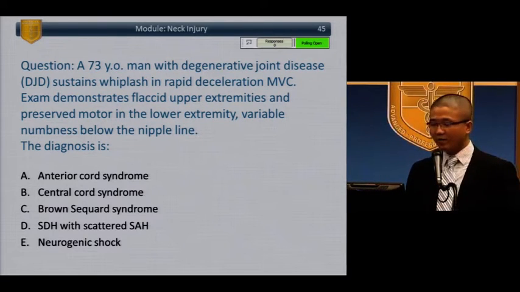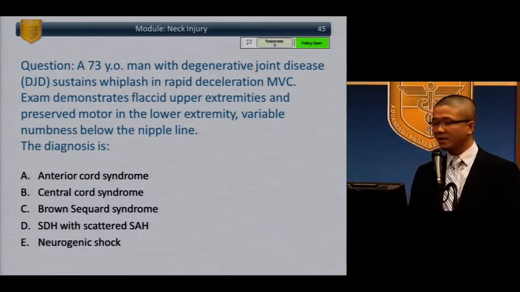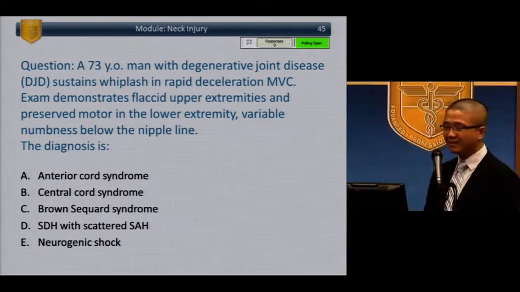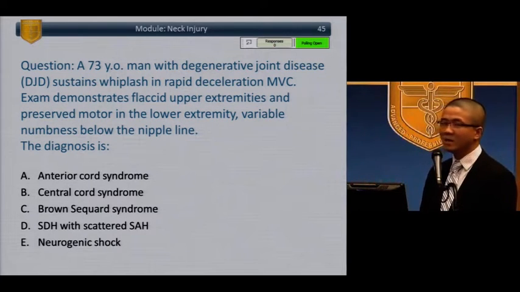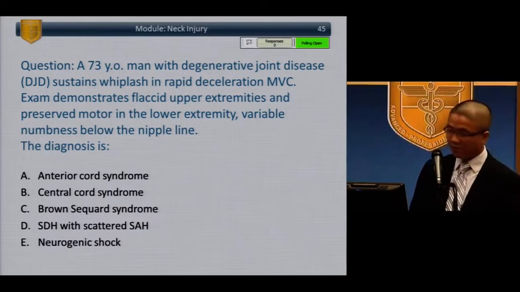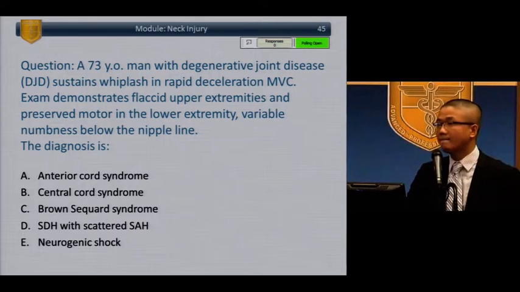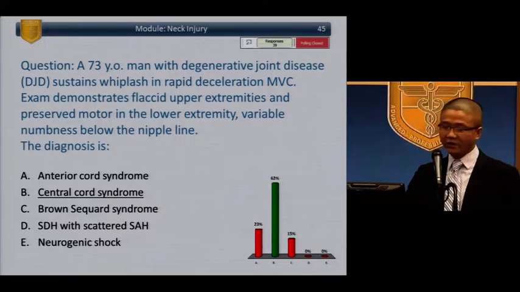Let's move to another scenario. This is a 73-year-old man with DJD, degenerative joint disease, who sustains a whiplash and a rapid deceleration MVC. The exam demonstrates flaccid upper extremities, but preserved motor in the lower extremities and some variable, just this kind of patchy numbness below the nipple line. And the diagnosis here is, very good, central cord syndrome.